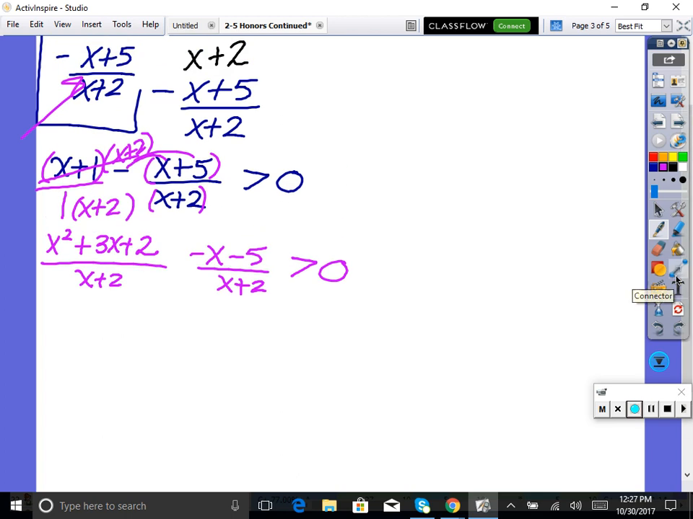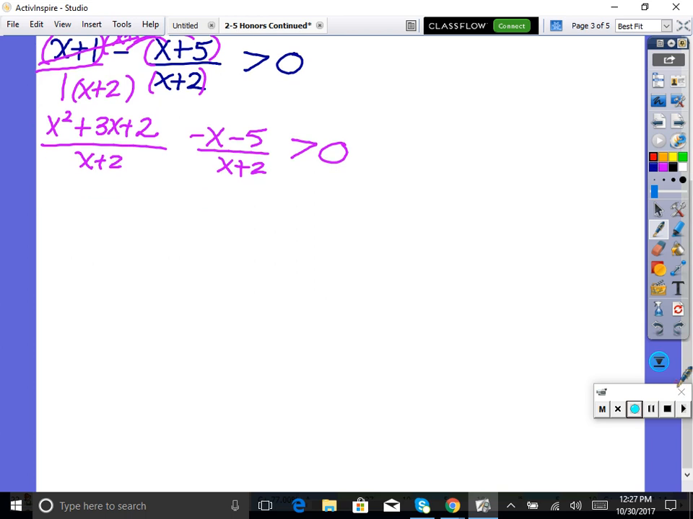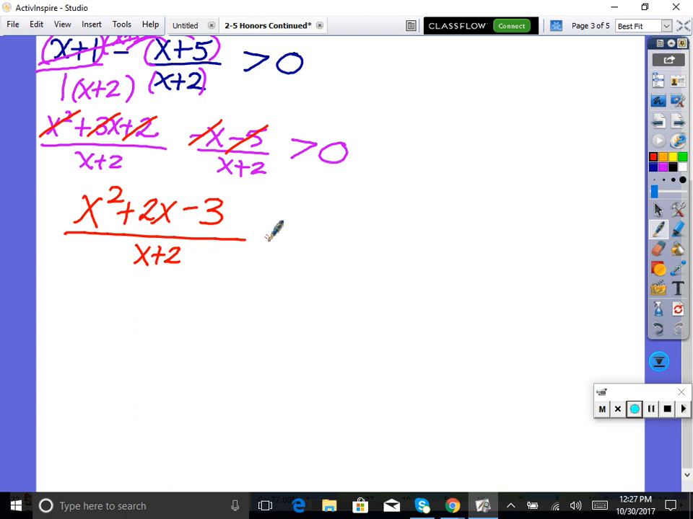Oh, well, you couldn't distribute it to the top and bottom. That would be like if we had a positive, right? Top or bottom, we could distribute. Very good question, though. Okay, let's continue upward and onward. The whole point of getting a common denominator is so we can combine the numerator. So combine like terms. We have x squared plus 2x minus 3 all over x plus 2, and we want to know when that is greater than 0.